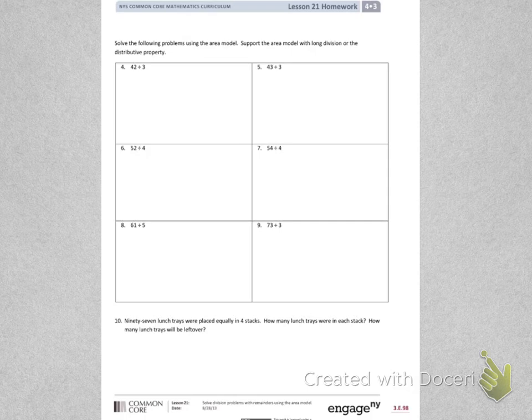I'm going to go ahead and model on this video using both the long division and the distributive property to support the area model. Number 4 says 42 divided by 3.